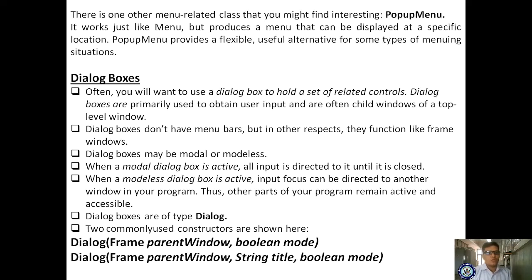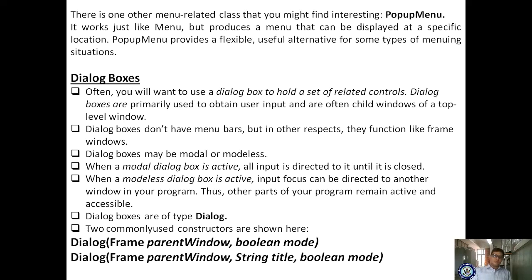Let us see. You will want a dialog box to hold a set of related controls. What is the purpose of a dialog box? It has to hold a set of related controls. Dialog boxes are primarily used to obtain user input and are often child windows of a top level window. What is the main purpose we are using dialog boxes for? We have to give some inputs, right? When saving a file, you use the save dialog box, so that user input has to be provided. Whatever the user input is given, that child window of a top level window works.